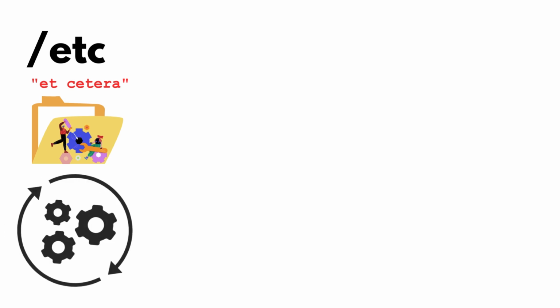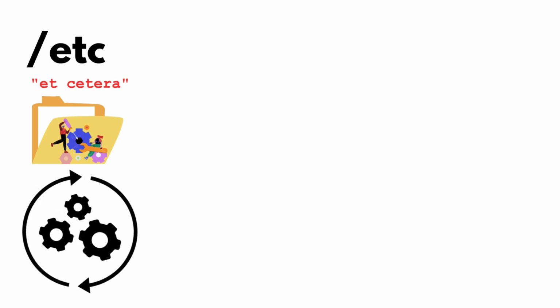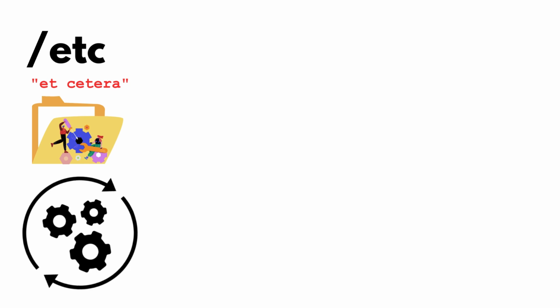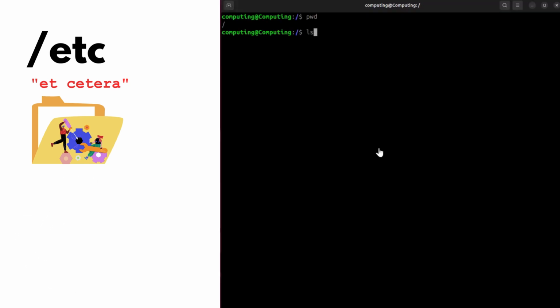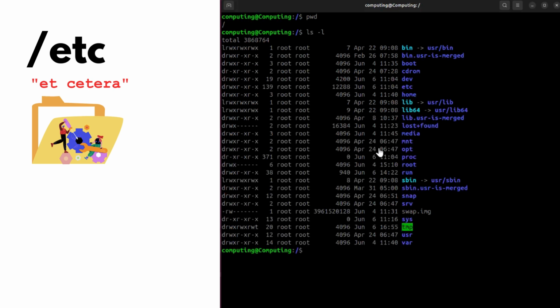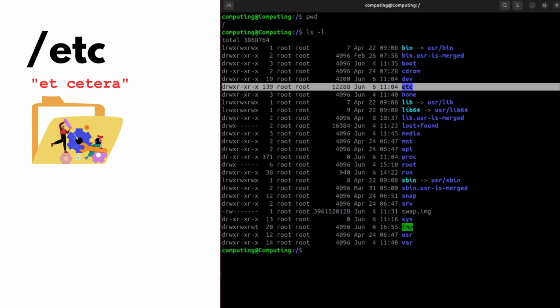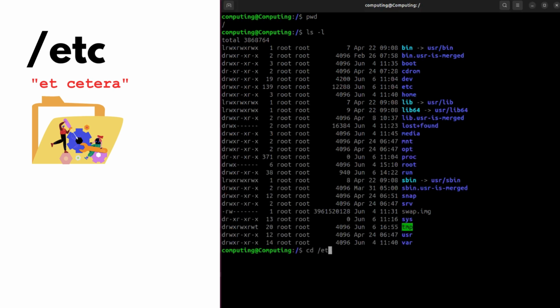Next is the etc directory. It is a critical component of the system. It serves as the central repository for system-wide configuration files and shell scripts that are used to configure the system's settings and applications. Run the ls command to display the etc directory. Use the cd command to go to the etc directory and list the content by ls command.